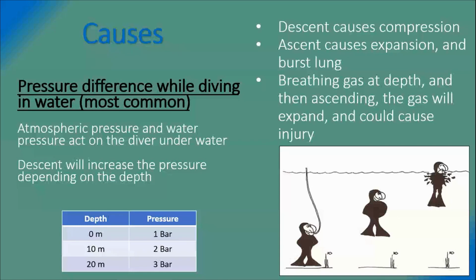Diving is the most common cause of lung barotrauma. Atmospheric pressure and water pressure act on the diver under the water, and as the diver descends, the pressure increases depending on the depth. As you can see, as depth increases, pressure also increases. At 0 meters, pressure is 1 bar, at 10 meters it is 2 bar, and at 20 meters it is 3 bar. When the diver descends, it causes compression, and as the diver ascends, it causes expansion, which can lead to the burst of the lung.